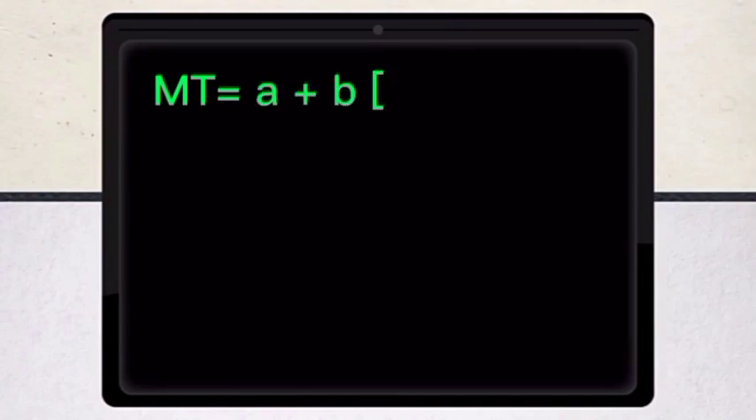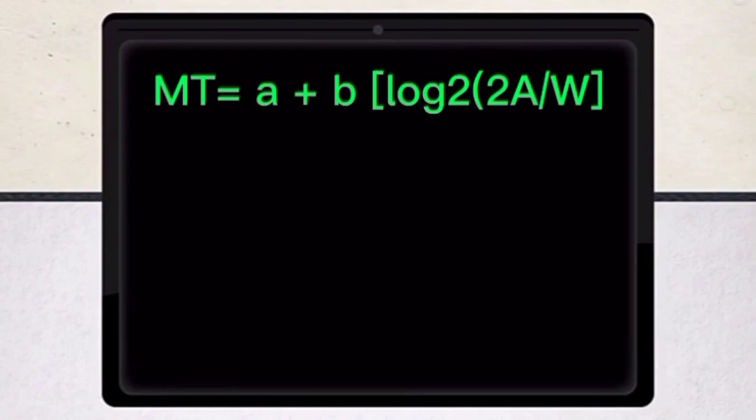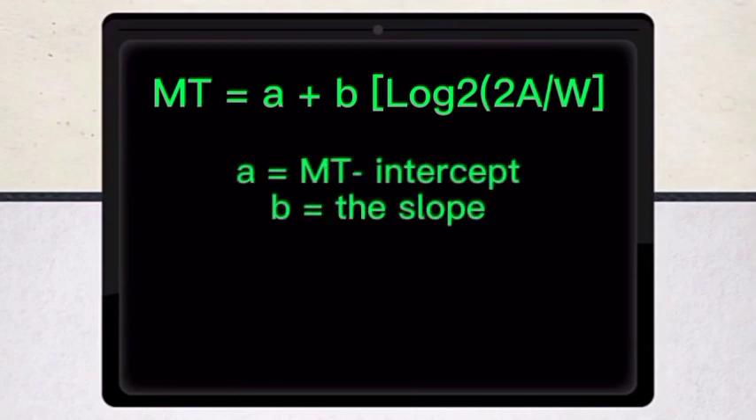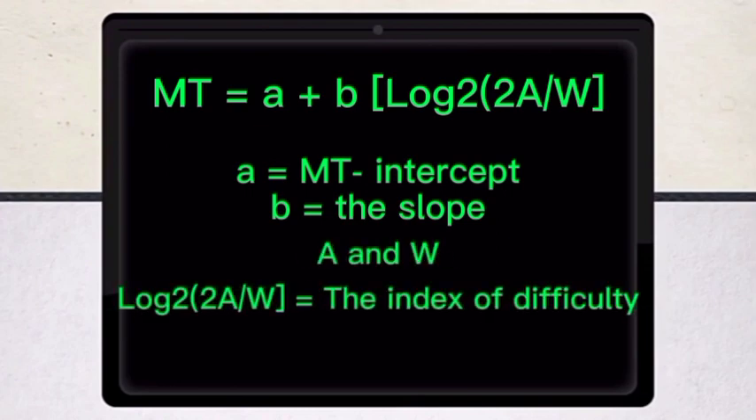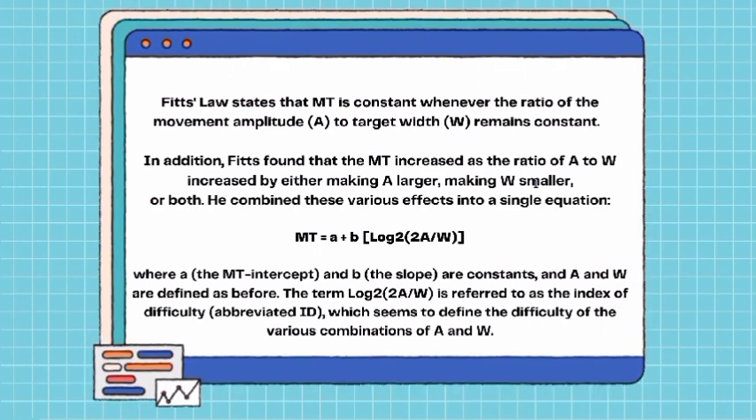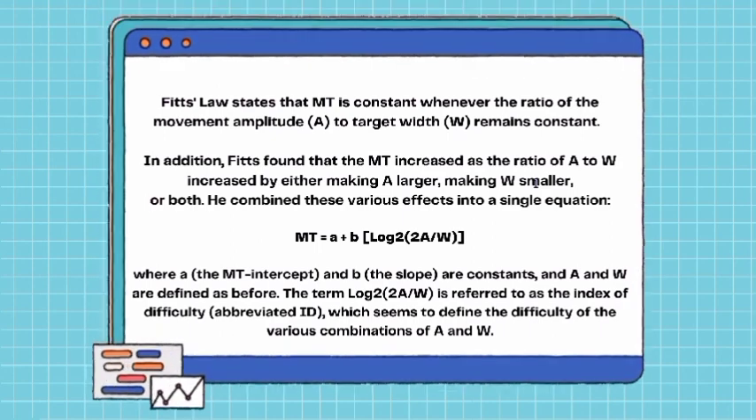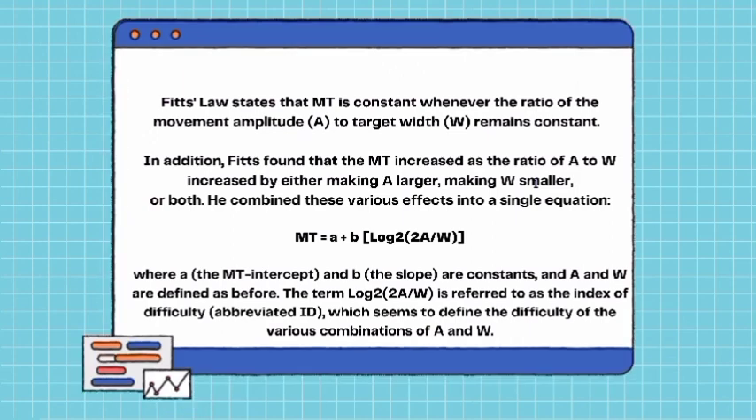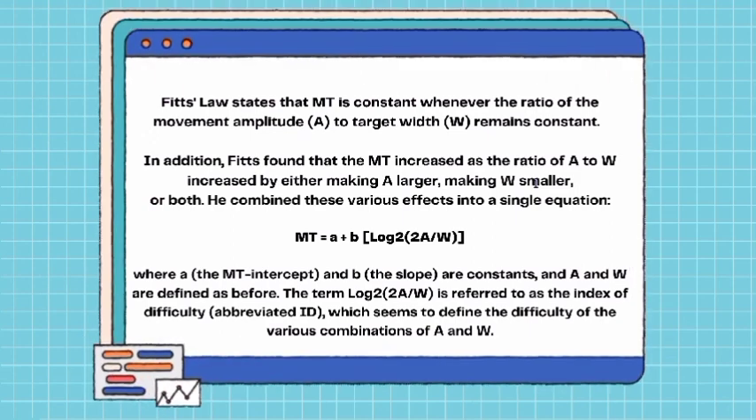MT equals a plus b log base 2 of 2A over W, where a is the intercept and b is the slope, which are constants, and A and W are defined as before. The term log base 2 of 2A over W is referred to as the index of difficulty, or abbreviated ID, which seems to define the difficulty of the various combinations of A and W. Therefore, Fitts' law says that MT is linearly related to log base 2 of 2A over W, or simply, MT is linearly related to the index of difficulty.